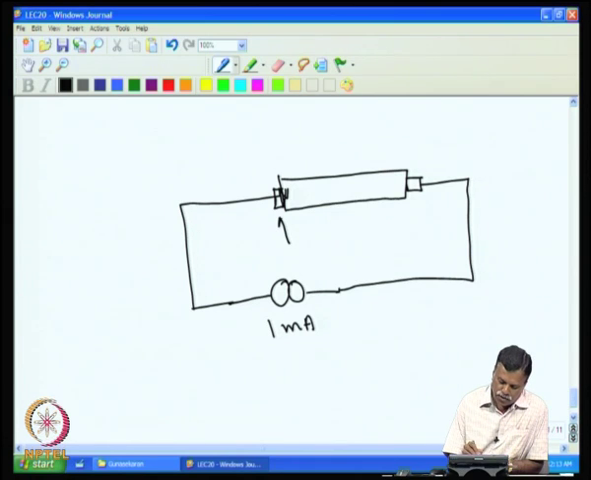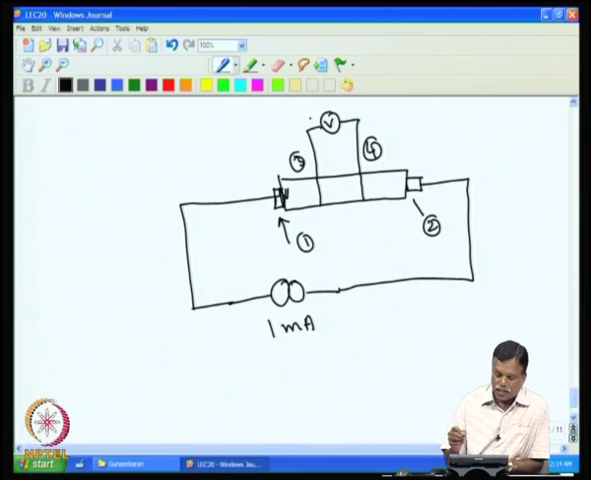So, we have here one probe here, the second probe is here. Then I connect the voltmeter, not at the end. I put a probe here and make contact here, then make a contact here. So, the third probe here and the fourth probe here. So, that is the voltmeter.